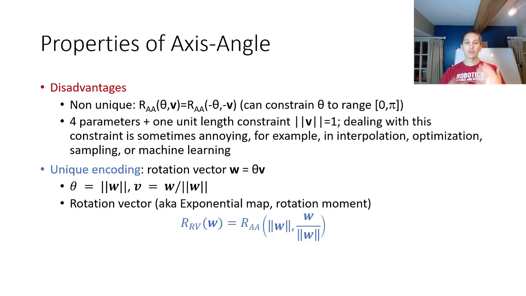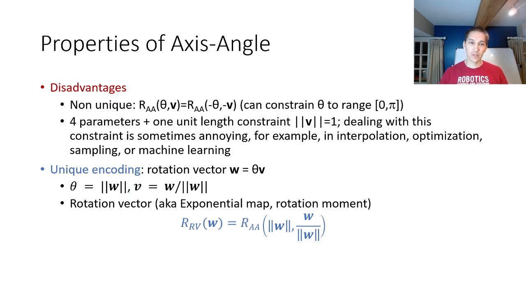So axis angle representation is a very popular type of representation because it's quite intuitive, but one of the issues is that it's non-unique. If you rotate about a certain axis with a given angle, and if you rotate about the negative axis by the negative angle, you'll get the same rotation. So one thing you can try is to constrain the range of your angle to some given range, like 0 to pi. And that kind of solves that uniqueness problem.